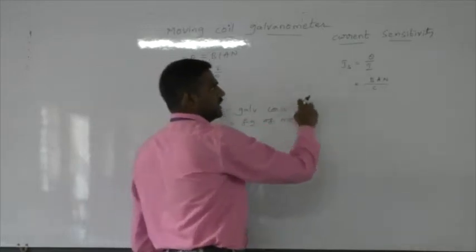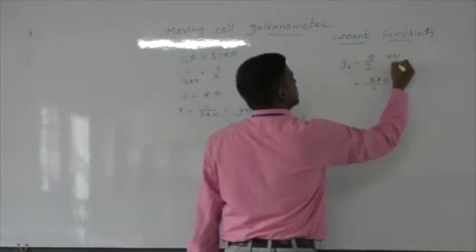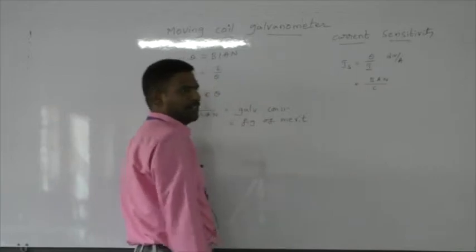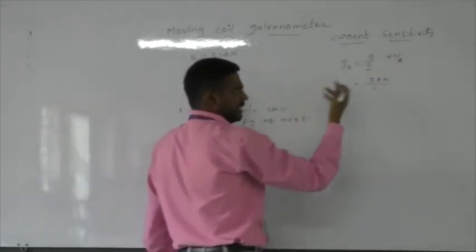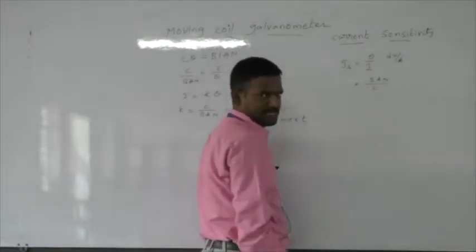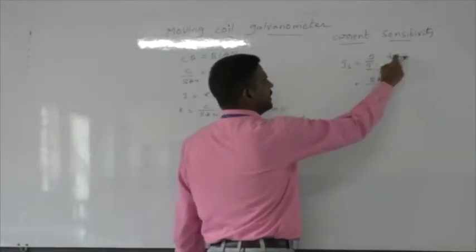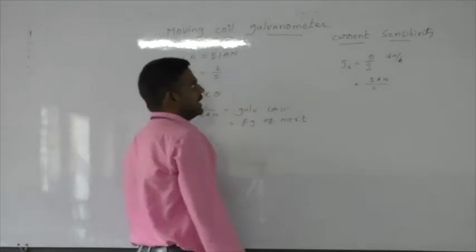And what is the unit for it? The unit is divisions per ampere. If I measure the current in ampere, and theta is the angle, which we generally write as the number of divisions, then the current sensitivity is divisions per ampere.